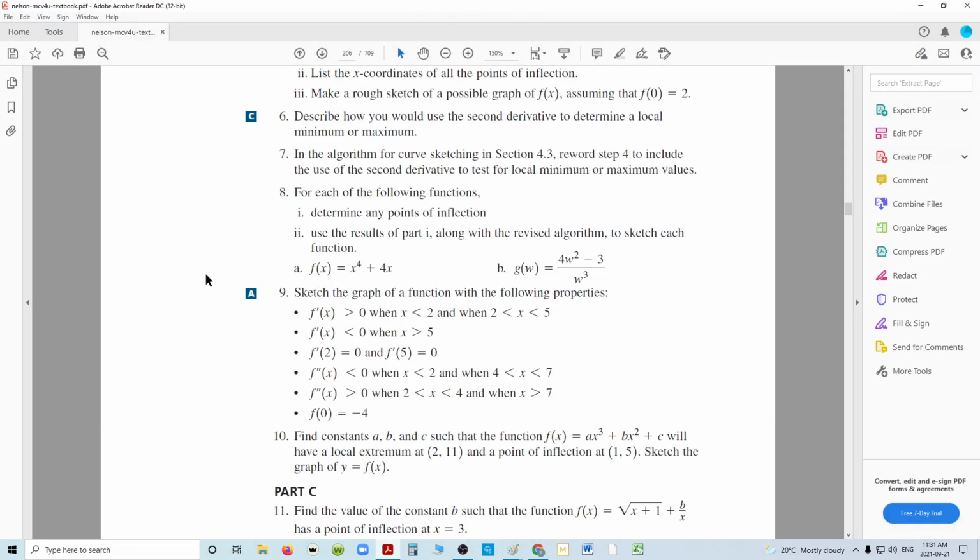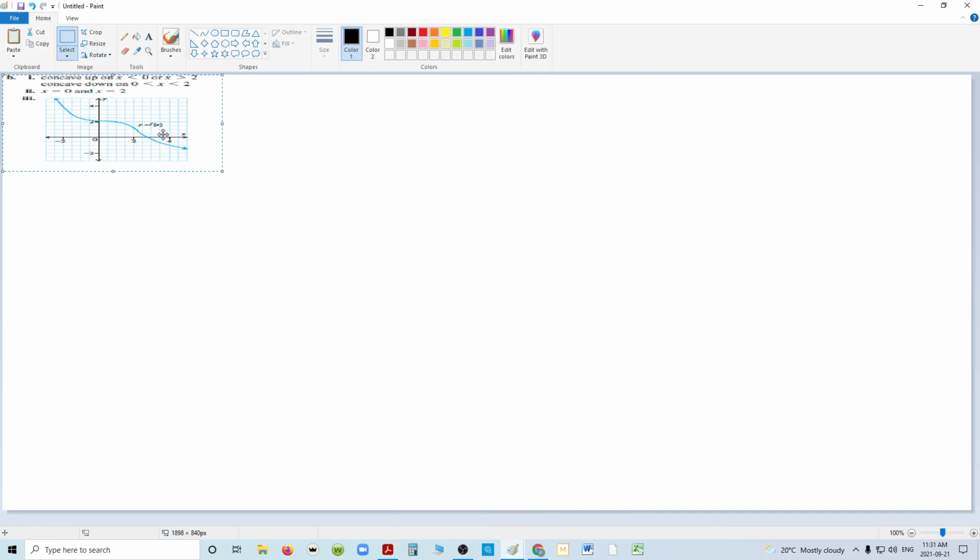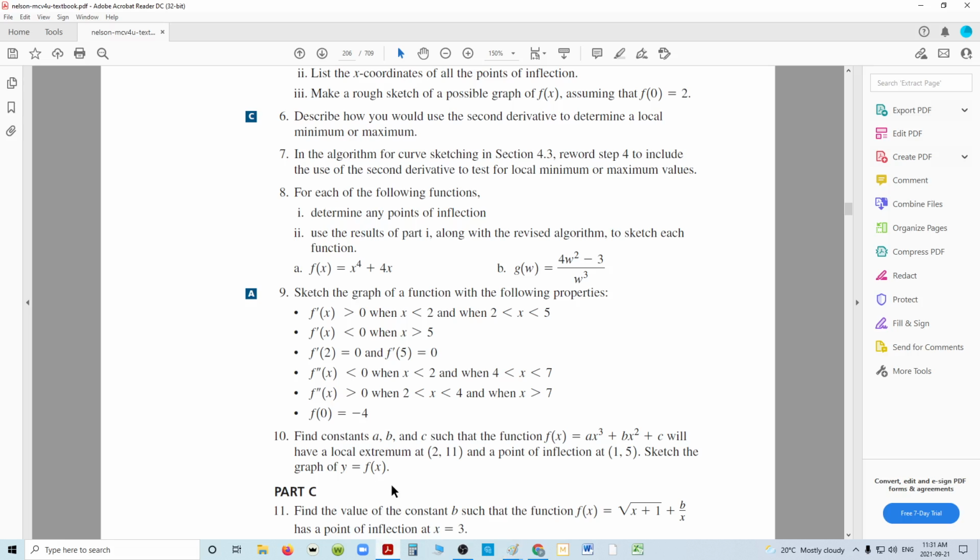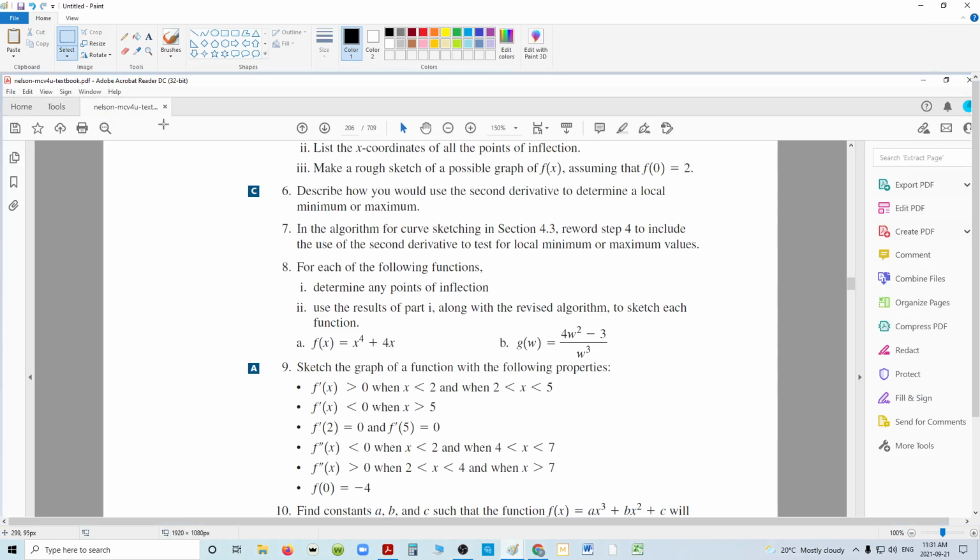Number 6, you should know very well because you're going to have to graph. Number 6. There we go. It's a very straightforward question, but you should know it. Okay.